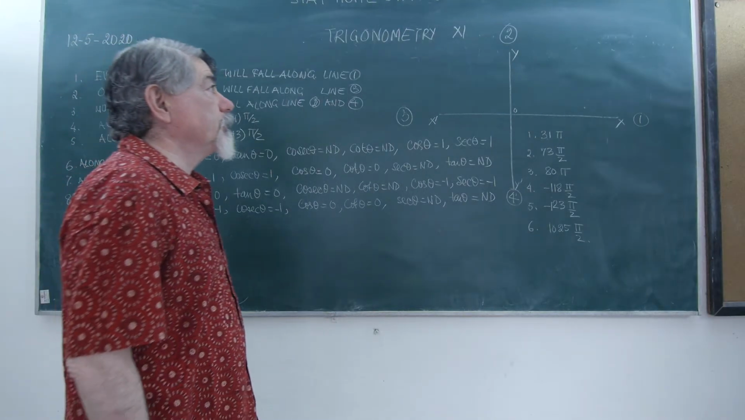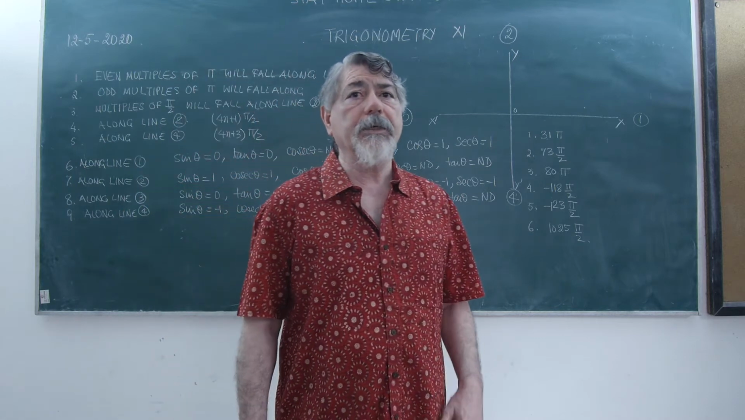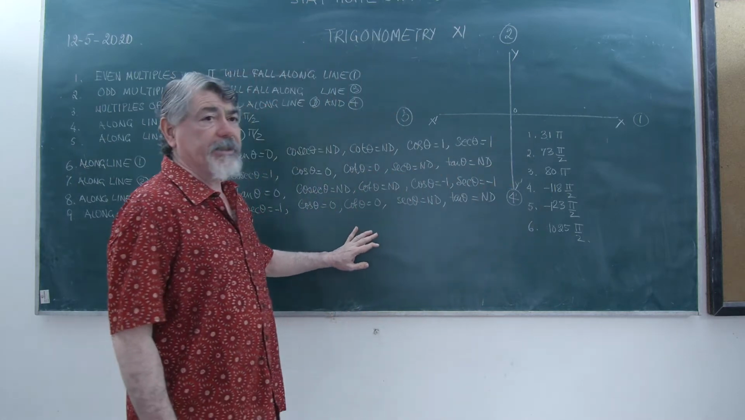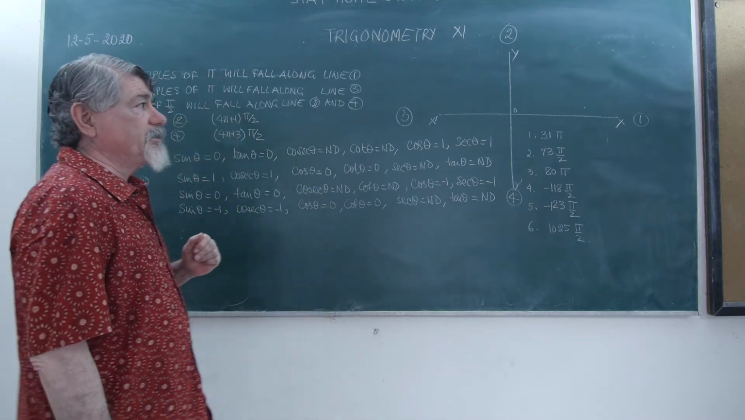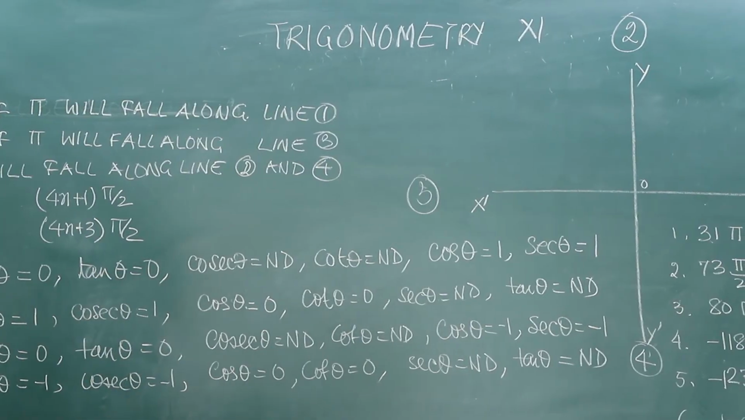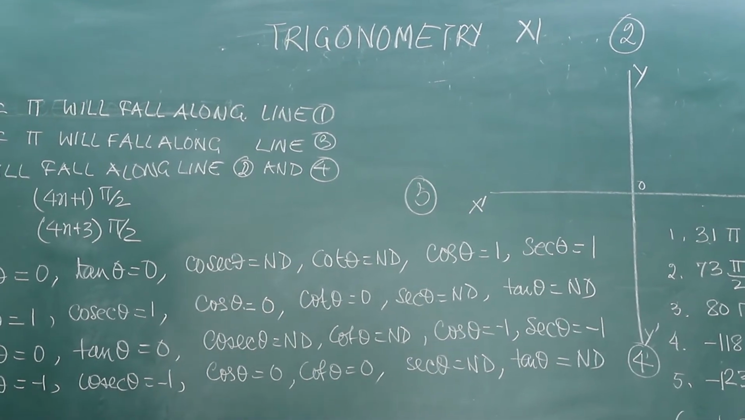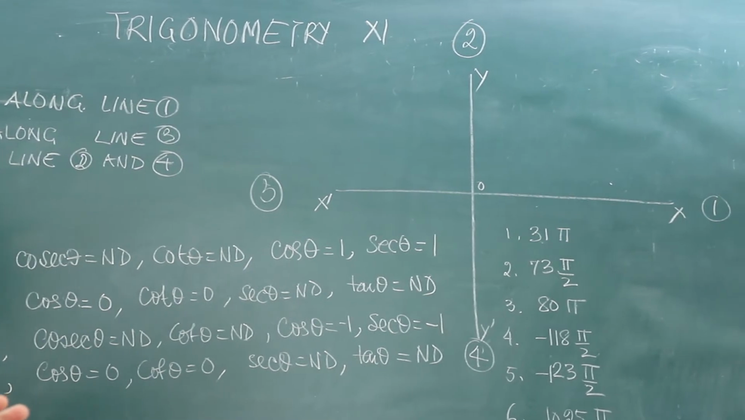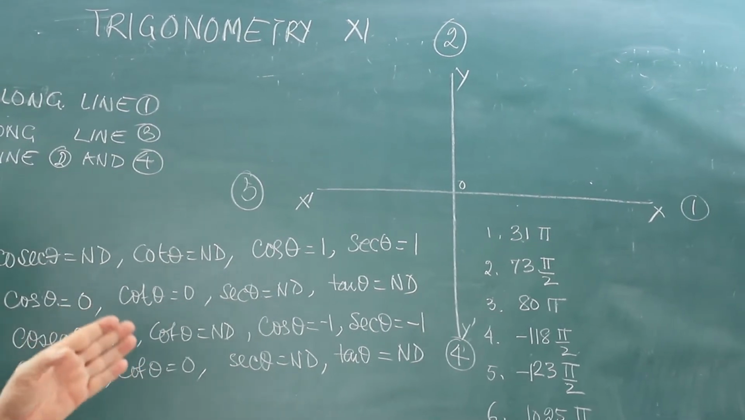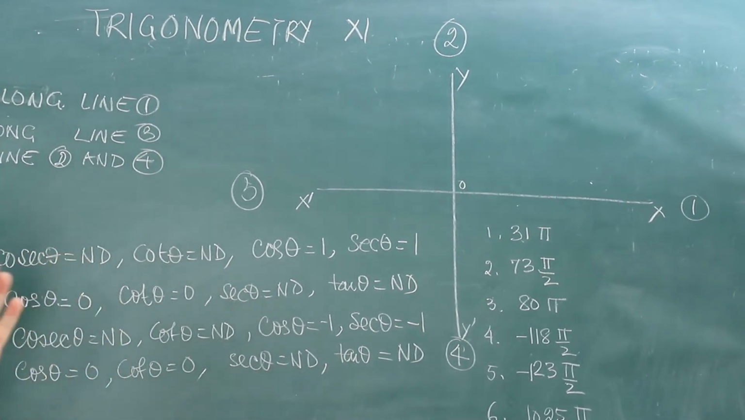Class 11th. Today we are going to first recap trigonometry, whatever we had done in the earlier chapter. I have drawn two axes, the x-axis and the y-axis, and we are going to discuss. We have designated line O to x as 1, O to y as 2, O to x dash as 3 and O to y dash as 4.